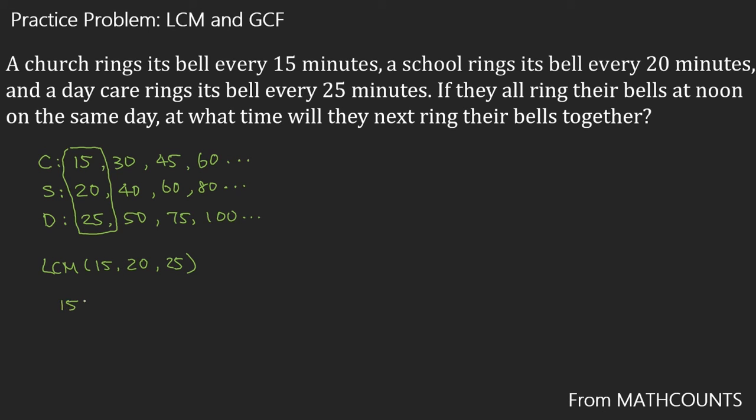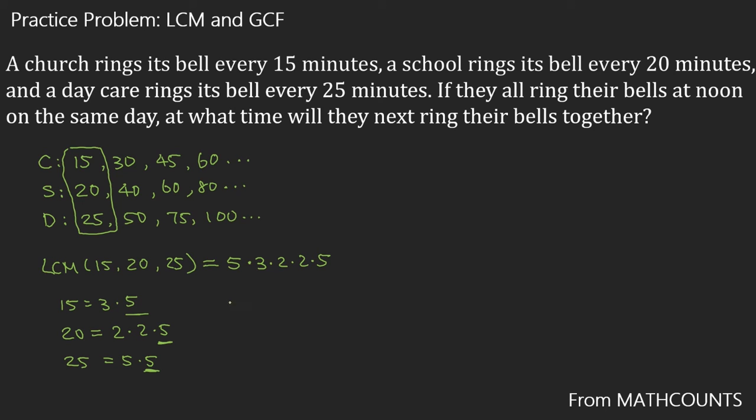So 15 is equal to 3 times 5. 20 is equal to 2 times 2 times 5. 25 is equal to 5 times 5. Now to find the LCM, we first find all the common factors and write them out once, which is a 5 here, and we have no more common factors left. So we multiply the rest of them together.